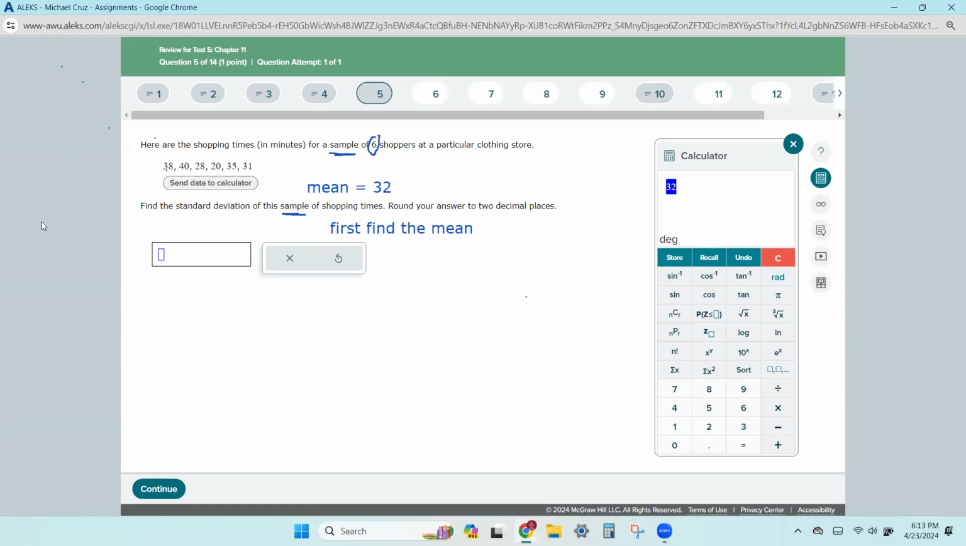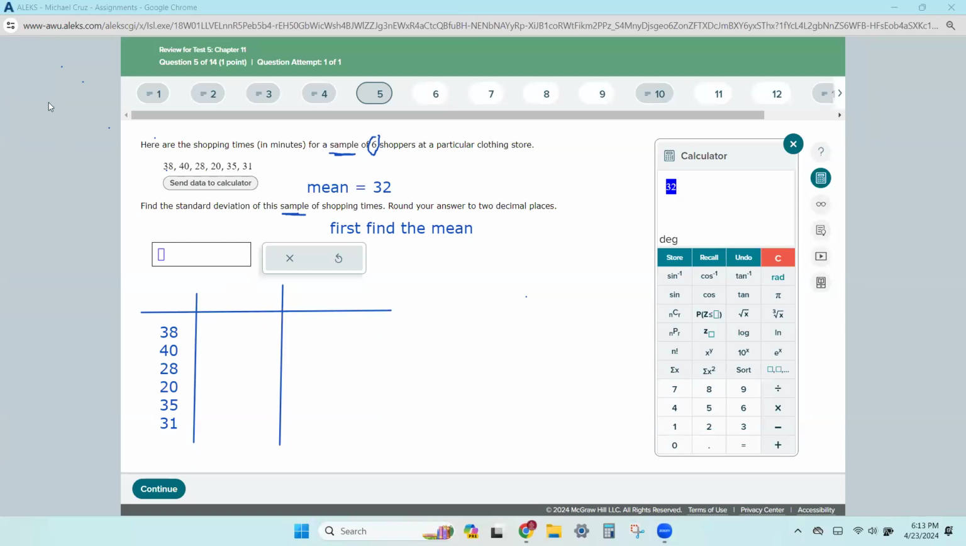All right, so as I said, the way I do this is I just kind of make a little chart. So I'm going to put each one of them here, the numbers. They don't have to be in any specific order. So there, 38, 40, 28, 20, 35, and 31. Now, from each one of these, I got to subtract the mean, okay?